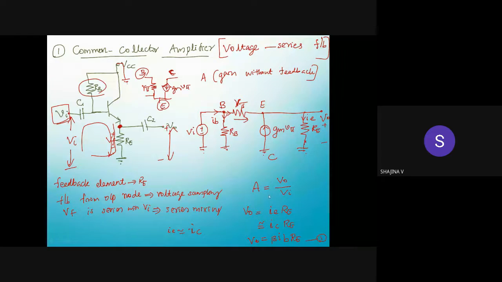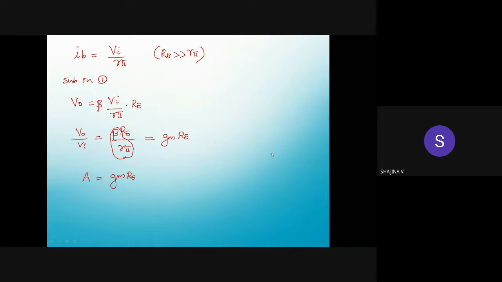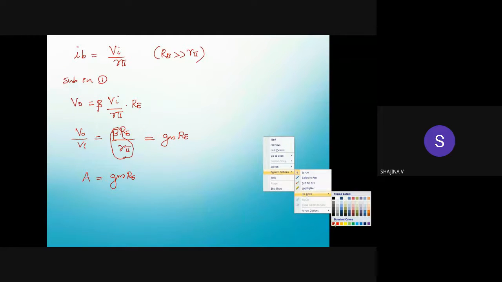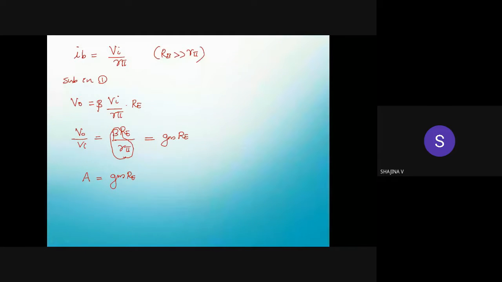Gain, that is gain without feedback, V out by Vi. Okay, we have calculated the gain without feedback, that was Gm into Re, where Gm is the transconductance. Okay, ഇത്രയും വരെ ചെയ്തതല്ലേ. Next we have to find the feedback factor beta. So our next aim is to find the feedback factor beta. So what is the beta value?